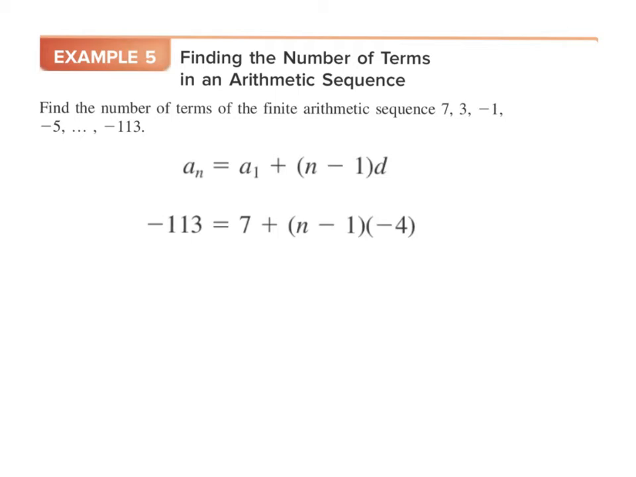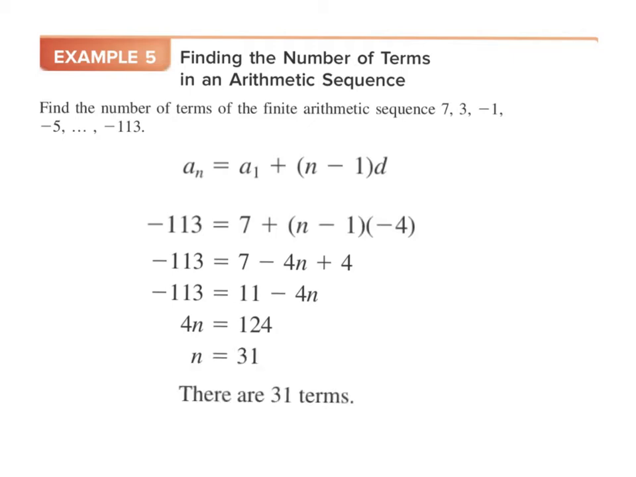Who's got n? Raise your hand if you got n. Ellie, what do you got? 31. Is that what you got? The rest of you got 31? Okay, good. So let's look. Go ahead and solve, distribute the negative 4, combine like terms, n equals 30. So there are 31 terms. Good job.